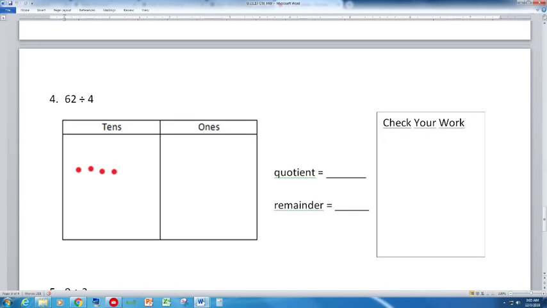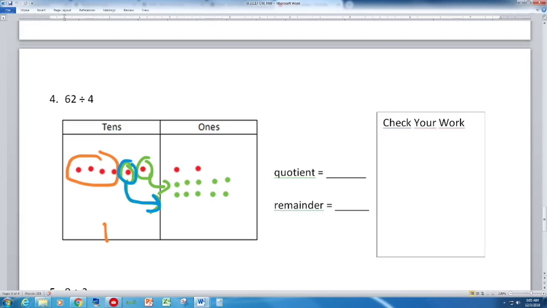1, 2, 3, 4, 5, 6, 1, 2. Circle our group of 4. 1, 2, 3, 4. Now, we have one group, but we have 2 left over. So we have to show that we're moving 2 dots over. So that means we now have a total of 2 sets of 10 moving. So 1, 2, 3, 4, 5, 6, 7, 8, 9, 10. I'll show it with a different color. And then this dot is its own group of 10. 1, 2, 3, 4, 5, 6, 7, 8, 9, 10.